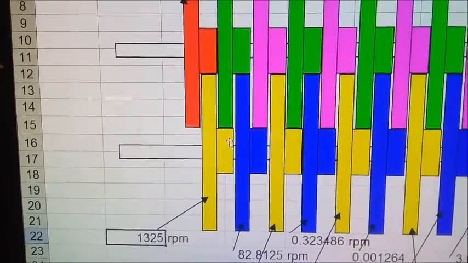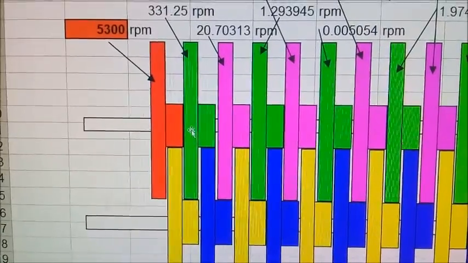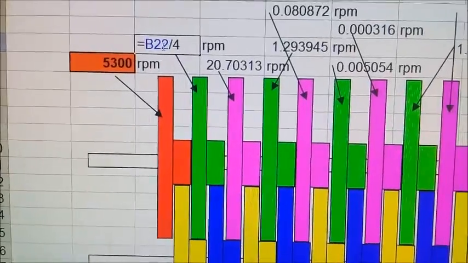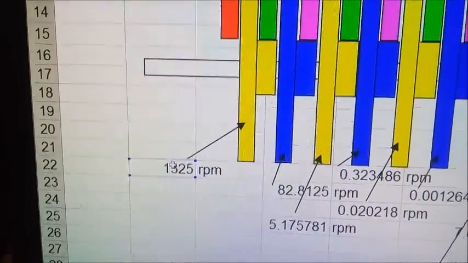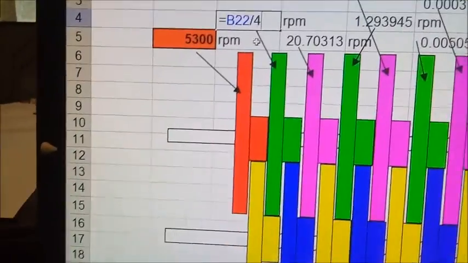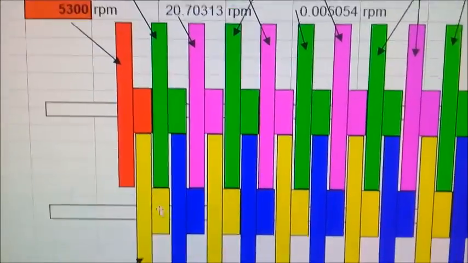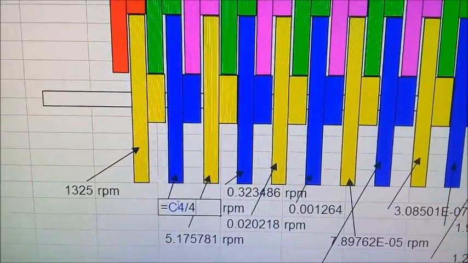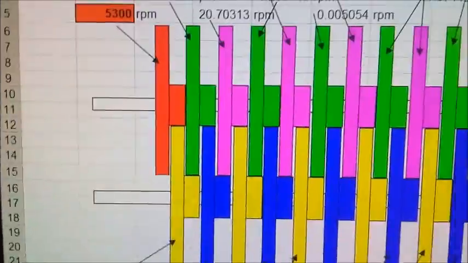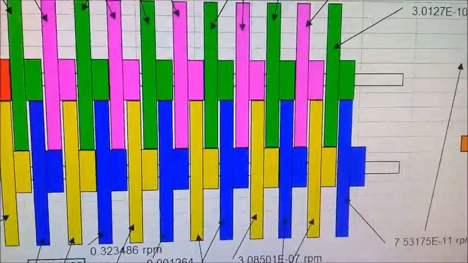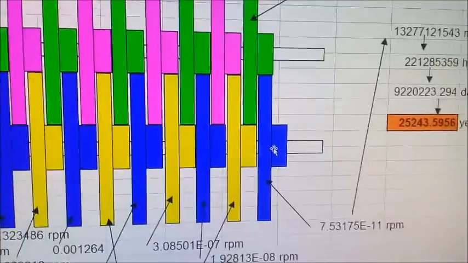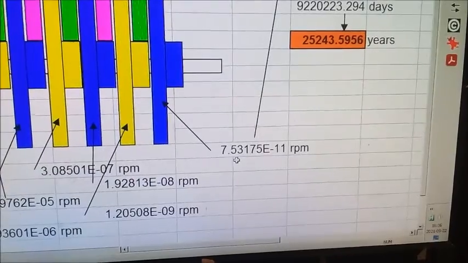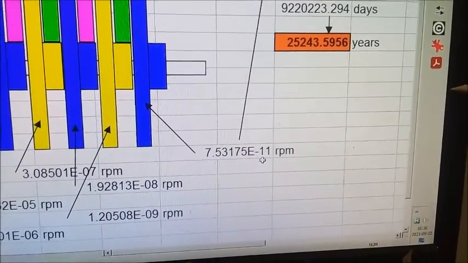Then from the yellow gear it goes through to this green gear. Its RPM is this, and its formula there is B22, which is down here, divided by 4. And so on. Then the green one turns this blue one. That's its RPM and that's its formula. We carry on through the whole cycle until this last gear here, this blue one, and its rotational speed is 7.5 times 10 to the minus 11 RPM.